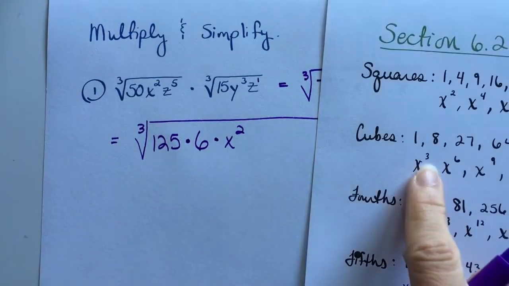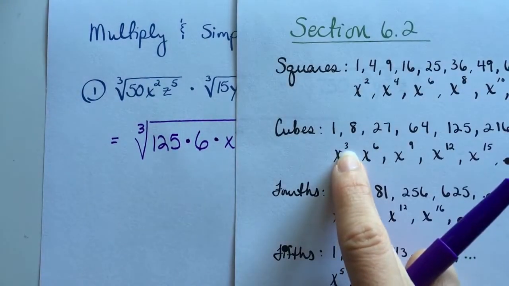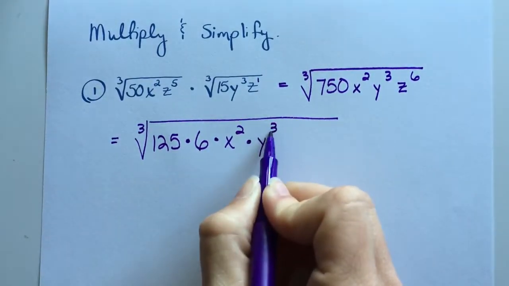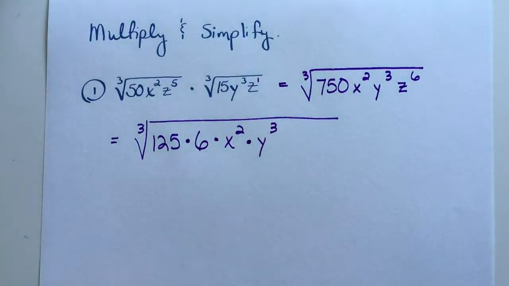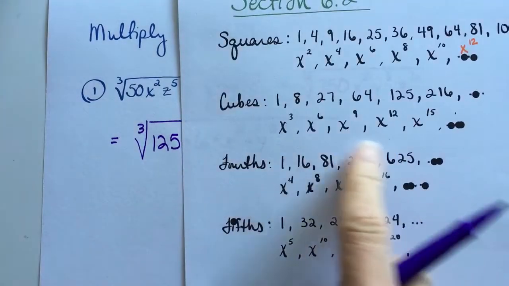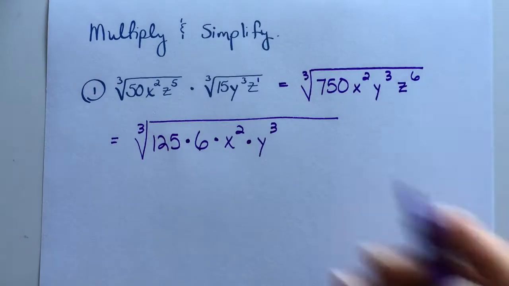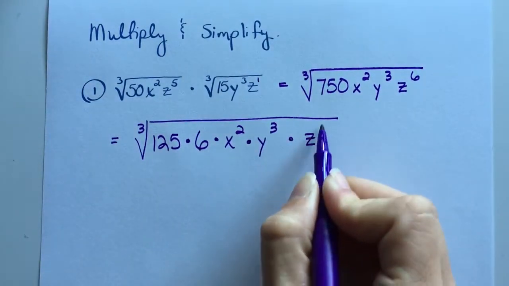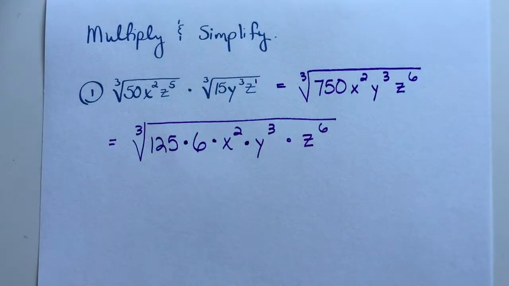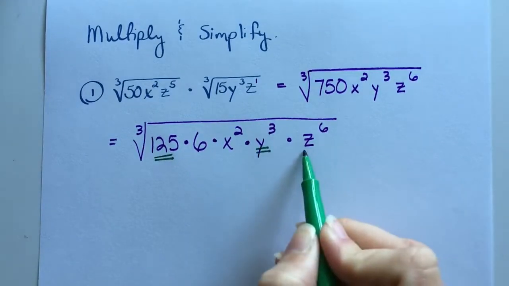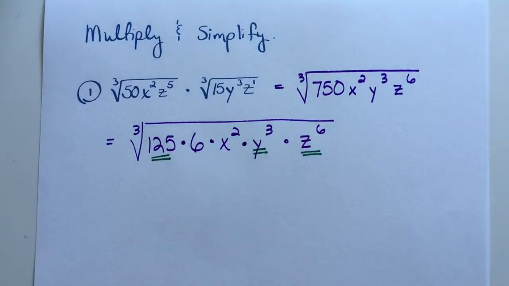Well, see, that's already on your list. That's a perfect cube. So don't break it down if it's already a perfect cube. And then I've got a 6th power. Well, a 6th power is already on my list, so we're not going to break that down either. Okay, so if it's already perfect, don't break it down. So 125 is perfect, y to the third is perfect, z to the 6th is perfect.